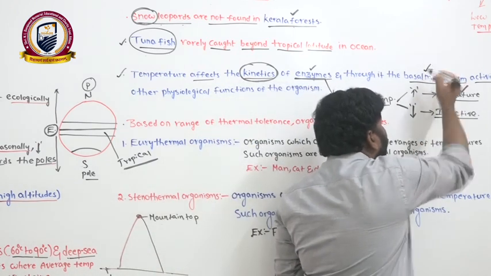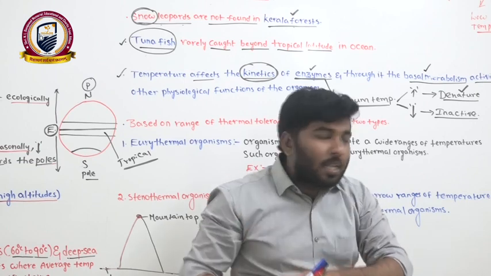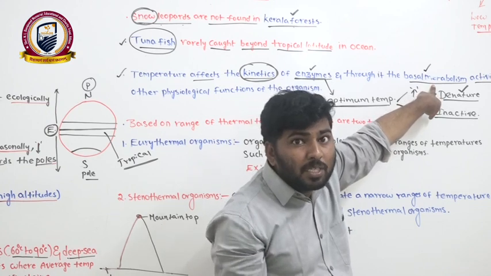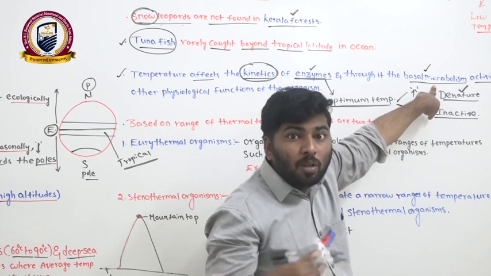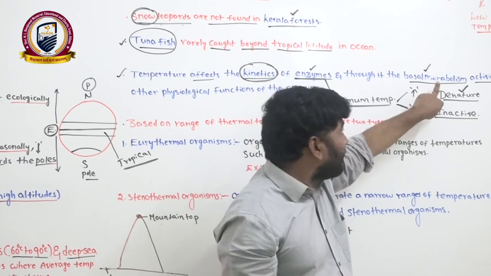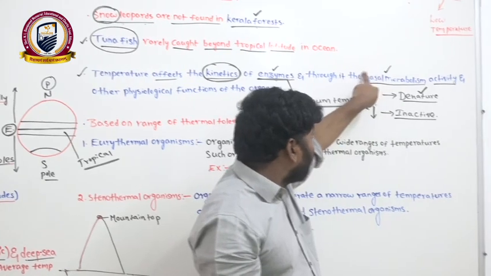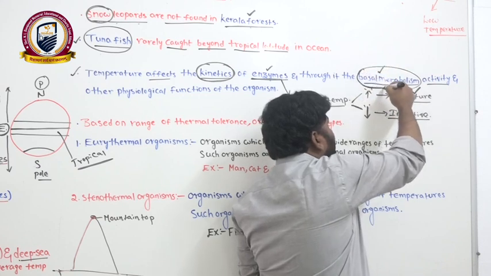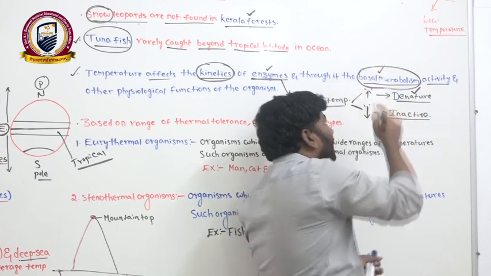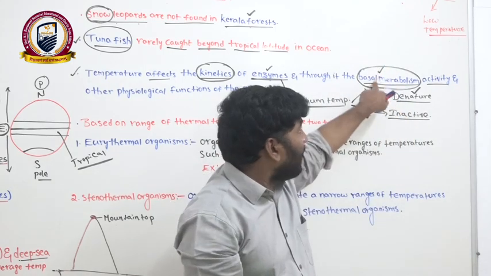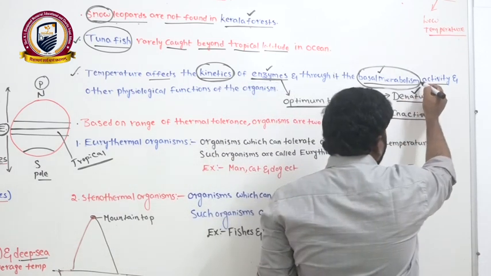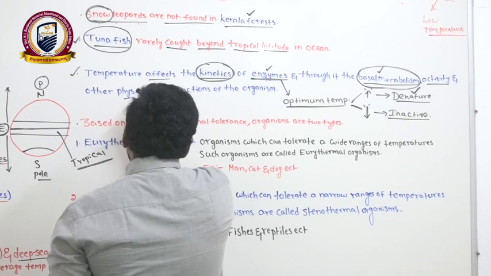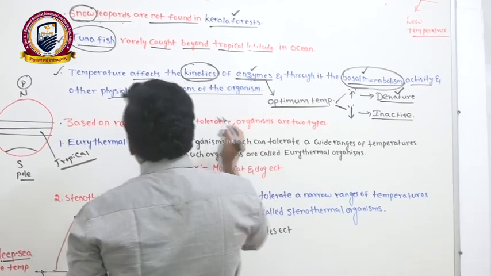What is the meaning of basal metabolism? When we are at rest, when we are sleeping, then also we need some metabolism. That is nothing but respiration. For what purpose do we need respiration? We need respiration for the breakdown of glucose in our body cells. That metabolic activity we consider as basal metabolism. Basal metabolism is the metabolism which occurs at rest. Clear? This basal metabolism also depends upon enzyme activity. And also some other physiological functions of the organism depend upon the temperature.